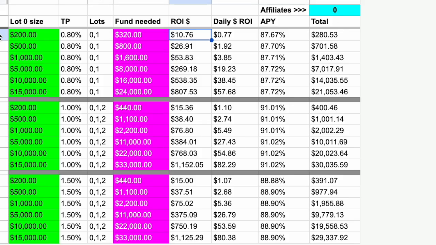Let's just say that you were doing one of these strategies down here, the 200, the 500, the 1,000, depending on what funds you had available. And you invited just one affiliate. This is your yearly income. Watch what happens to this column just by inviting one person. You see now, that's all gone up, because you'll earn a commission.